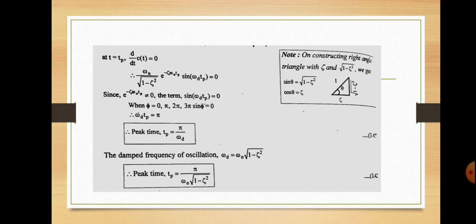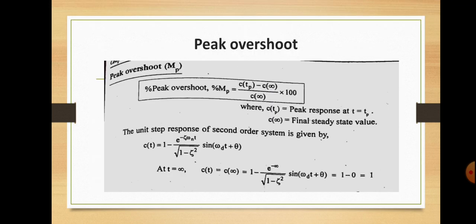So the expression for peak time is Tp equal to pi divided by omega d, and another expression for Tp is equal to pi divided by omega n into square root of 1 minus epsilon square. These two equations you should learn by heart. Okay. And next is the peak overshoot.